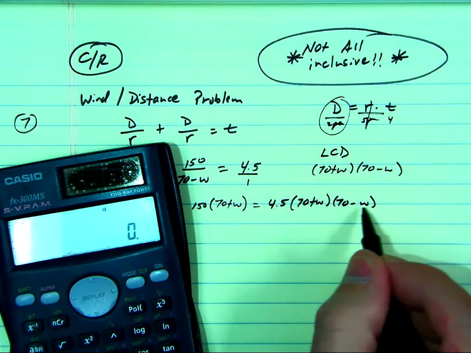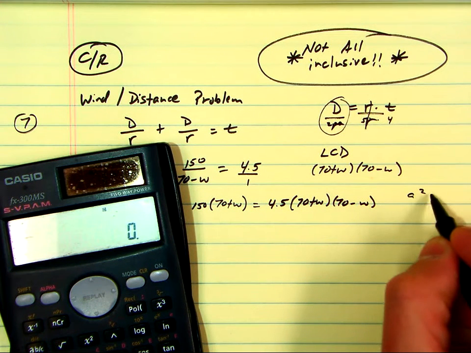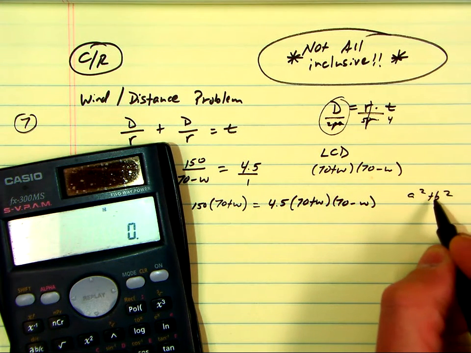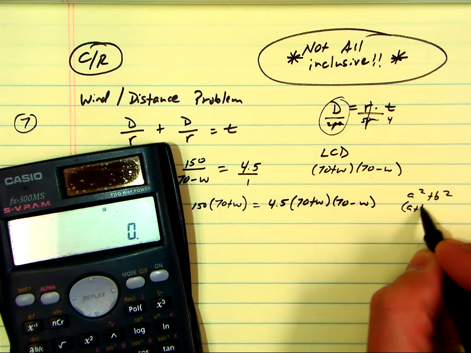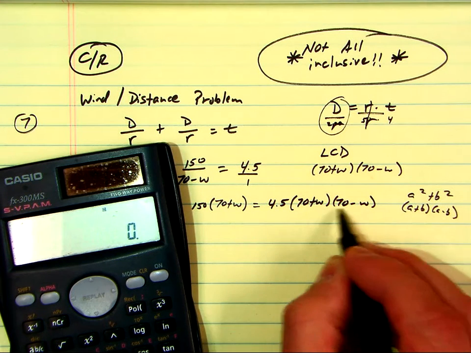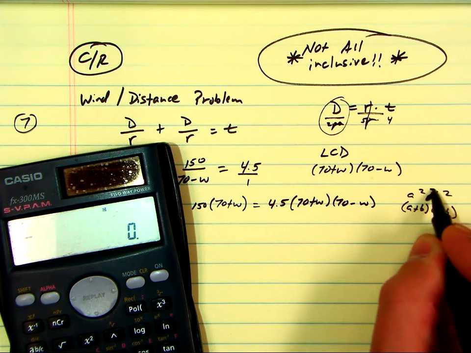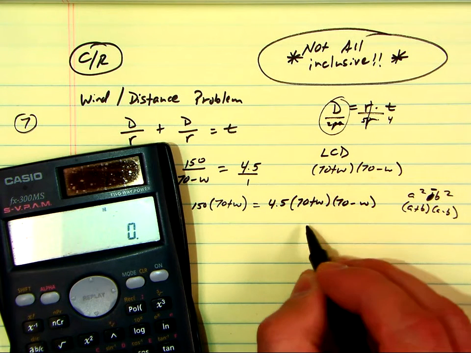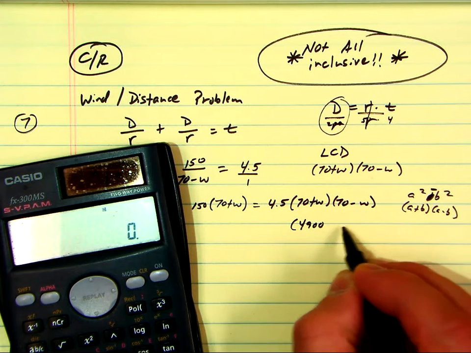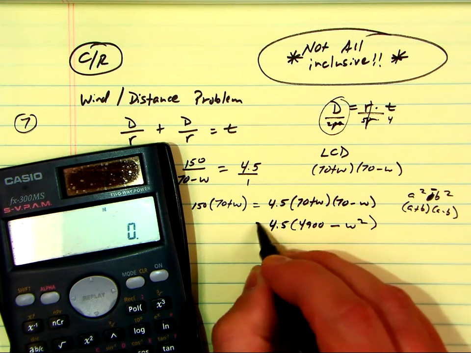By the way, this is what the factoring of a difference of two squares looks like. Remember, if you have a squared minus b squared, if you factor that, difference of squares, it's a plus b, a minus b. We're going to do that in reverse. If I have a plus b and a minus b, multiply them together, it's, I'm sorry, it's supposed to be a minus right there. It's going to be 70 squared, which is 4,900, minus w squared. Still have to multiply that times 4.5.